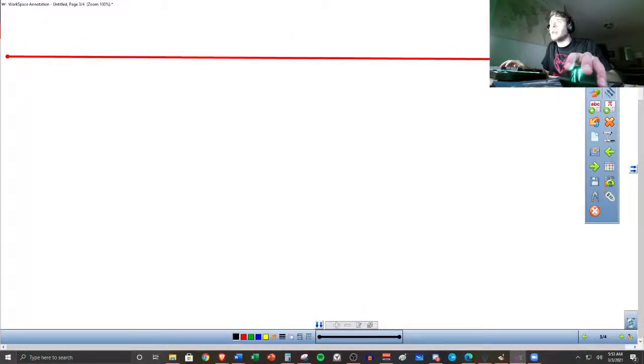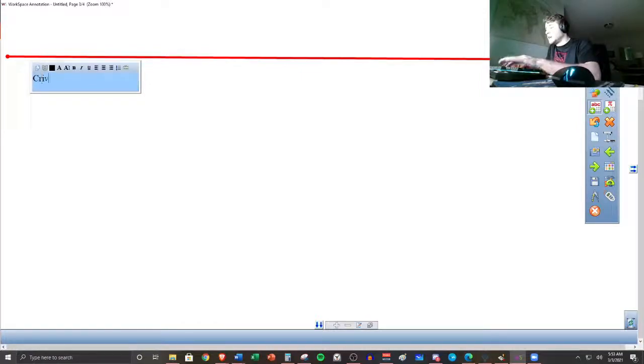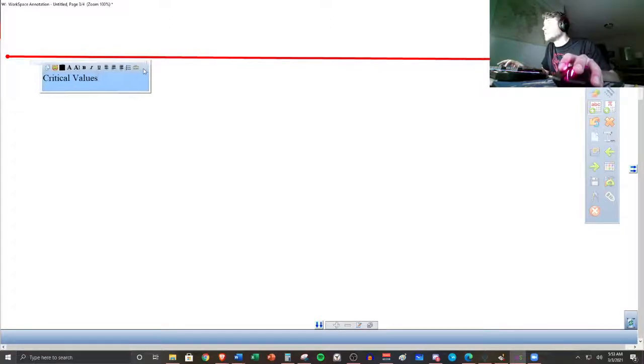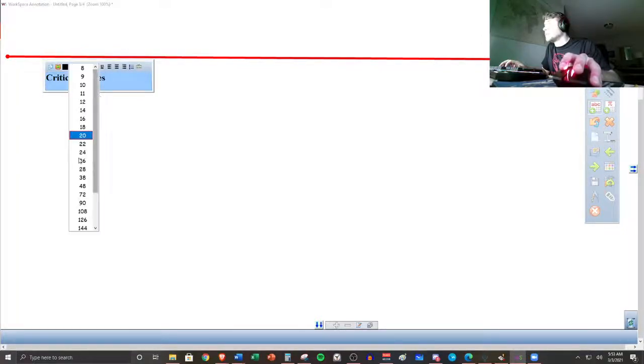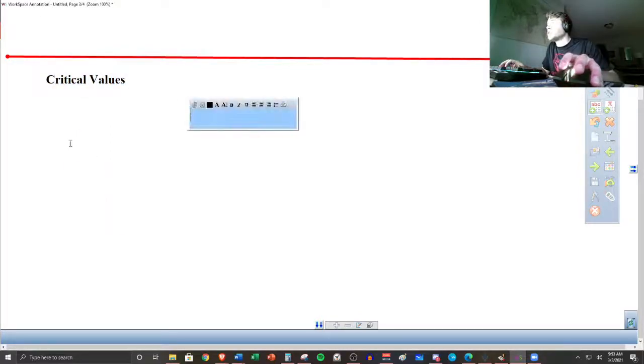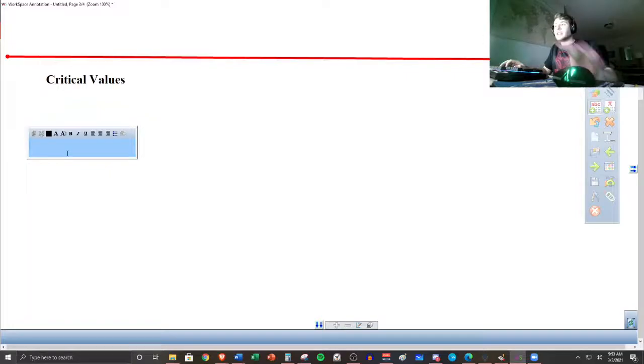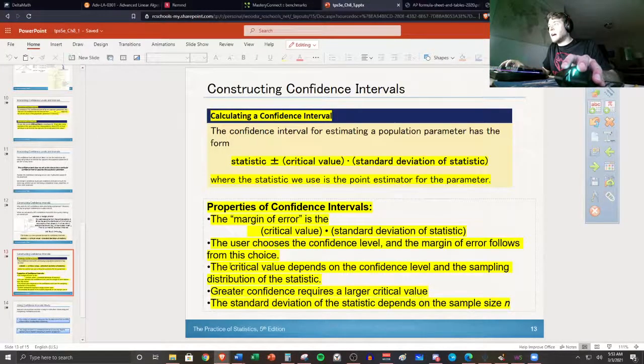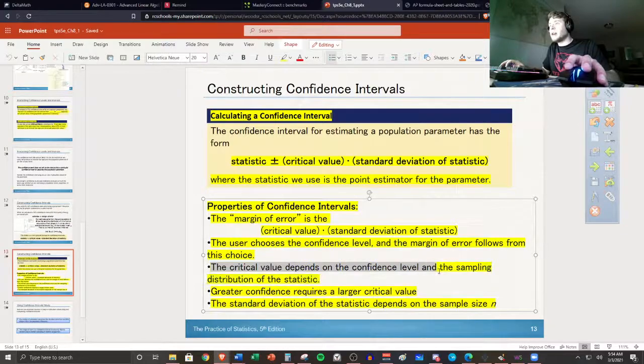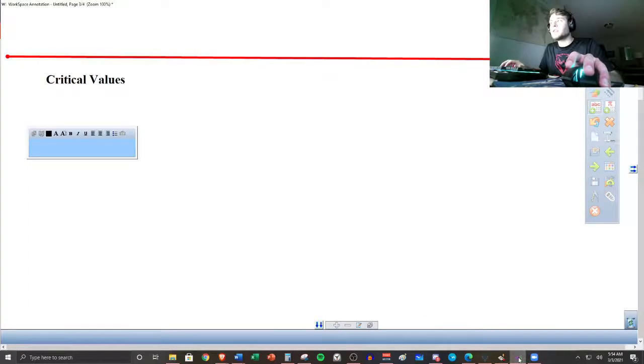Okay. And we are going to write this: critical values. We're going to talk about critical values. Bold that, make it larger. All right, so this is the name of this section in your notes. So critical values, as this PowerPoint described, the critical value depends on the confidence level and the sampling distribution of the statistic. Well, so we're talking about critical value depends on the confidence level. That's what we're going to focus on right now. And the user chooses the confidence level. We actually get to pick our confidence level before we create our critical value. So this is actually something we get to choose.